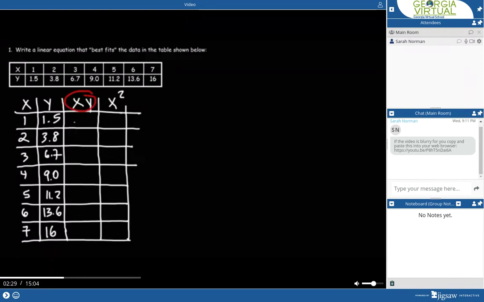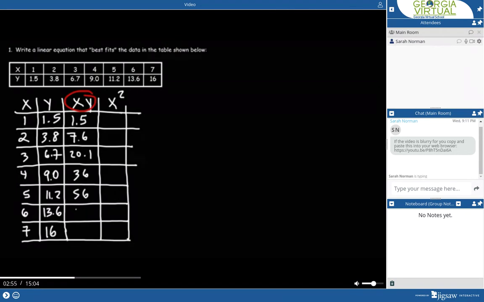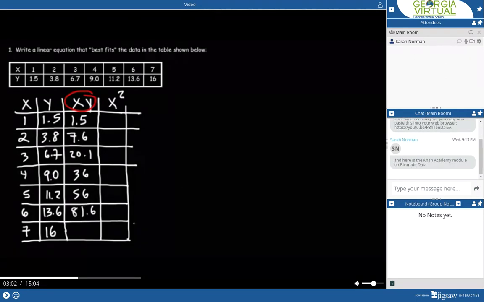So 1 times 1.5 is 1.5. 2 times 3.8, that's going to be 7.6. 3 times 6.7, that's 20.1. 4 times 9 is 36. 5 times 11.2, 56, and then 6 times 13.6, that's 81.6. Now 7 times 16. 7 times 10 is 70. 7 times 6 is 42. 70 plus 42 is 112.